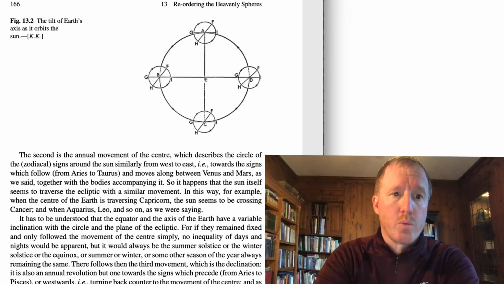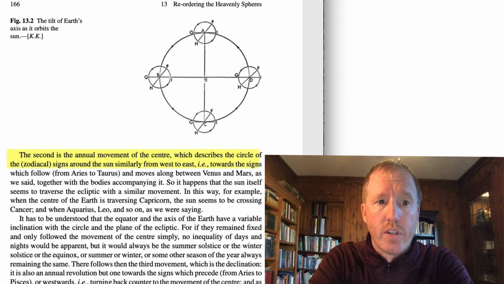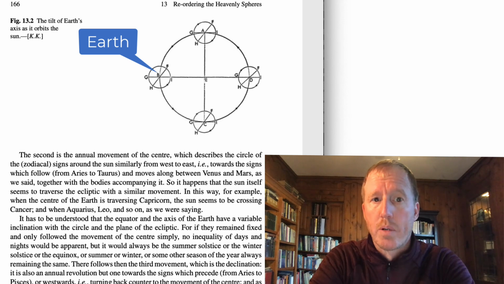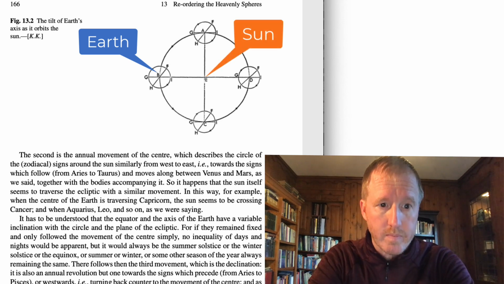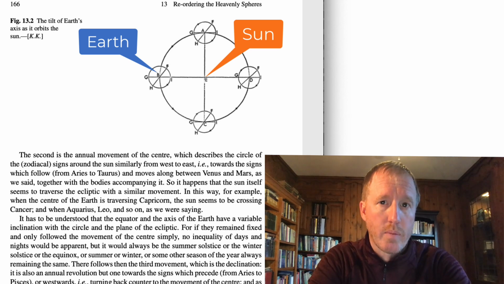Secondly, and this is on page 166, he says the second is the annual movement of the center, which describes the circle of the zodiacal signs around the sun, similarly from west to east. So what he's talking about here is, in addition to the Earth spinning around its own axis, the center of the Earth itself is moving in a huge orbit around the sun. That's why it's called heliocentrism. And he says this gives rise to the perception, from our perspective, that the sun is moving through the signs of the zodiac. Again, if this isn't quite clear to you, I'm going to be drawing a picture in a moment to illustrate this.